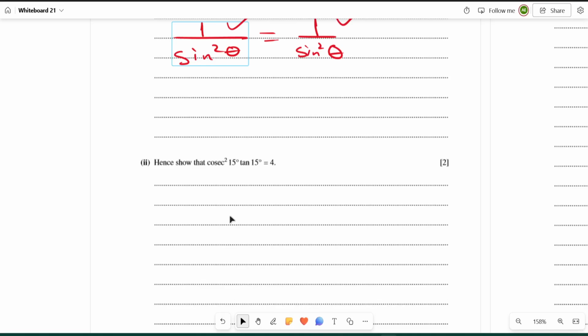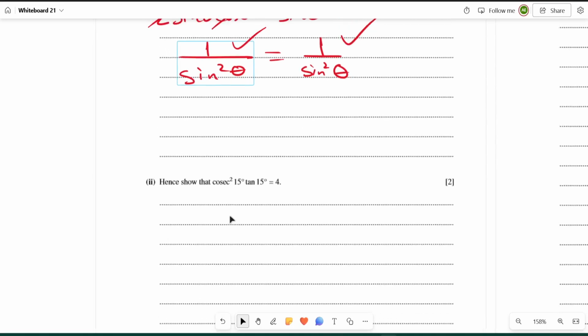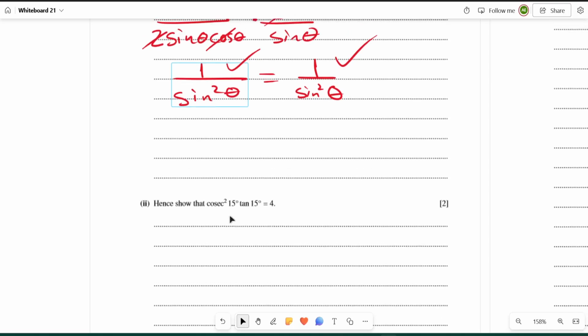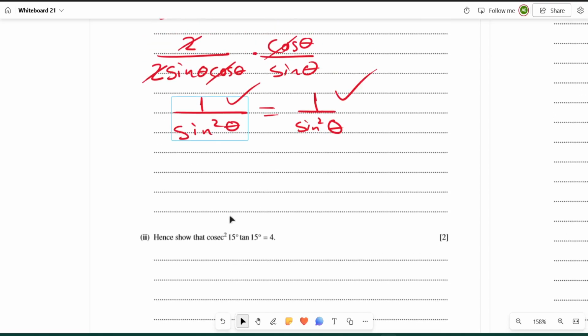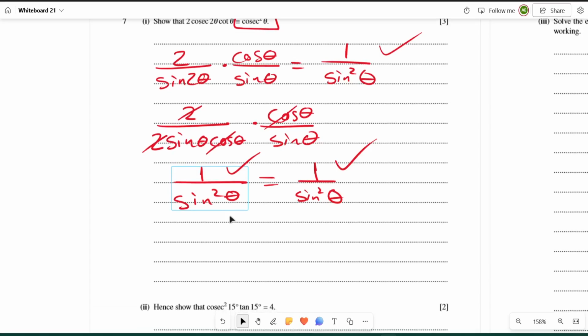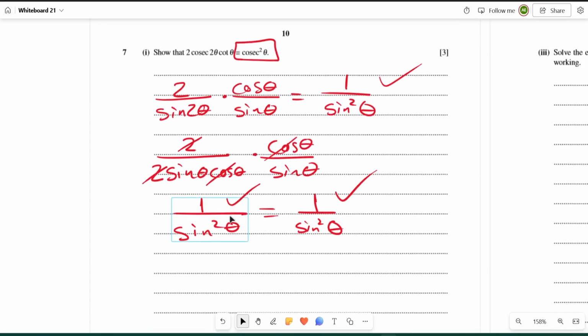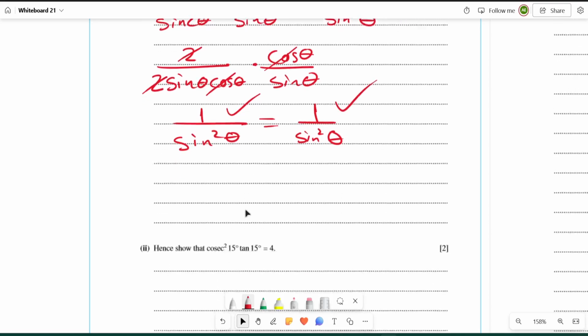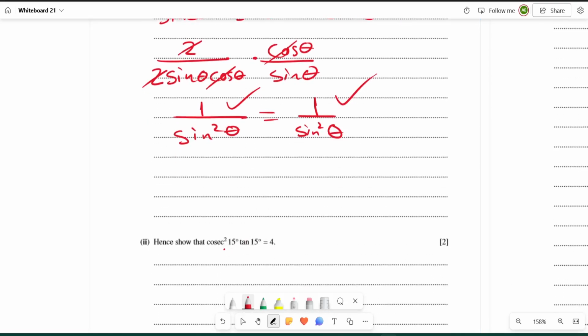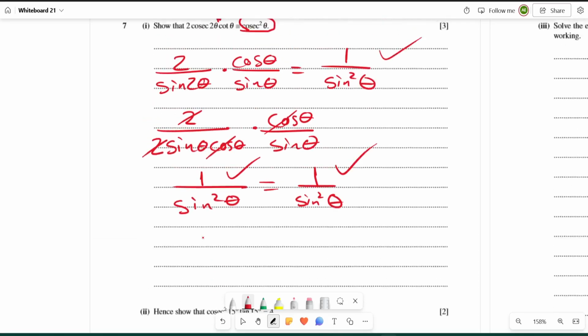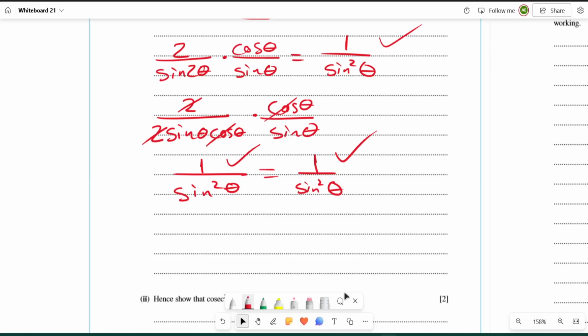Now, it says, hence show that cosecant squared 15 degrees times tan 15 degrees equals 4. So it says hence, so I'm going to use the previous part. The previous part has a cosecant squared theta and it's equivalent to this form. So what I can do is change it to the other form and start solving. So let's see how I can do that.